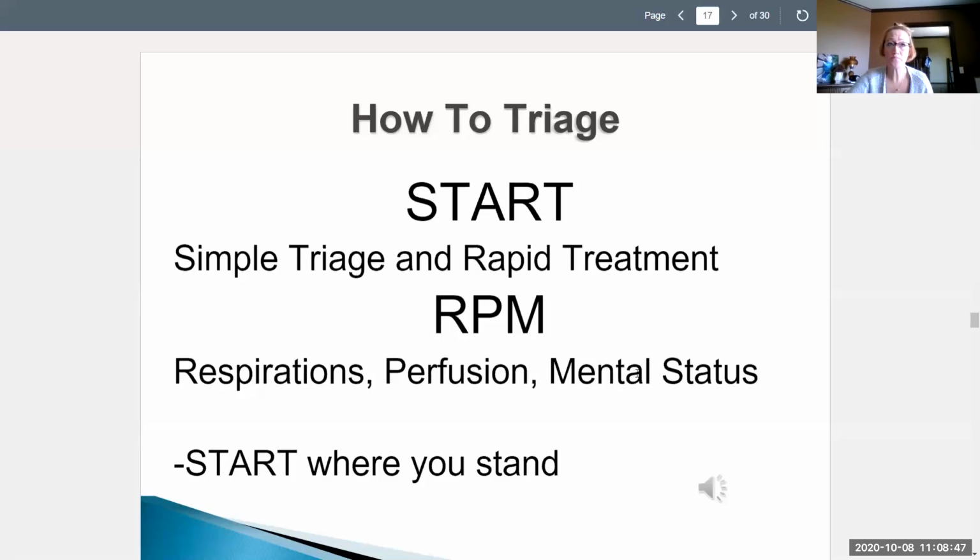And then as you go through, you do the START where you stand and assess each patient. So if you come to the first patient and the respirations are less than 30, you move on to perfusion. If they have cap refill that's less than 2 seconds or a good radial pulse, then you move on to mentation. And then if they follow commands, and they don't seem to have any mentation issues, then they're automatically a yellow because they didn't fall into that RPM red category. They didn't walk to you, but they have some type of injury that's preventing them from getting up to you or whatever the case may be. So they would be a yellow.